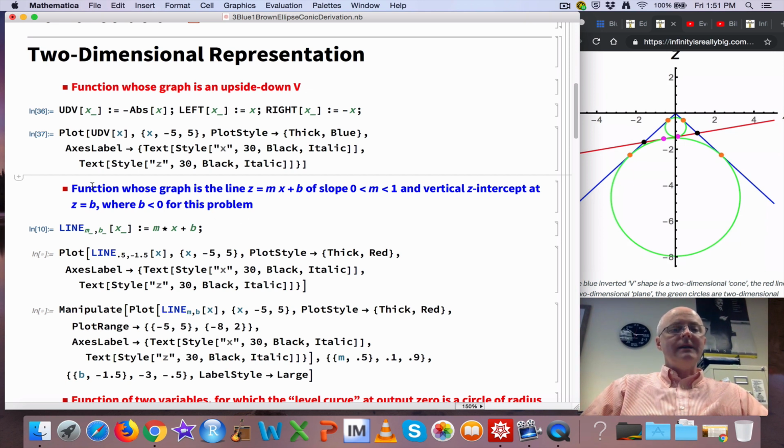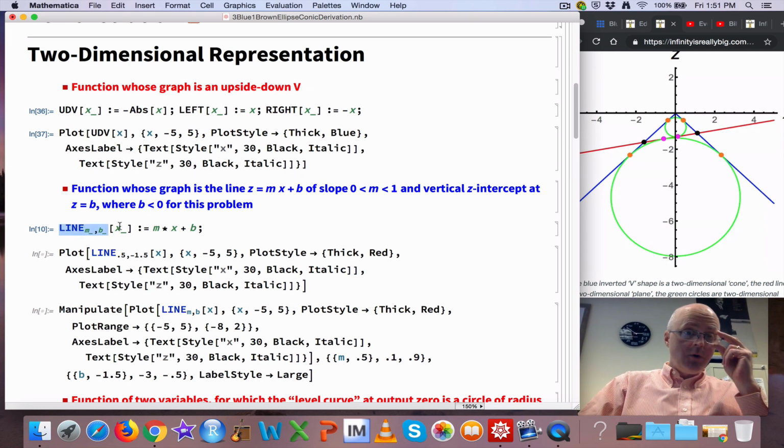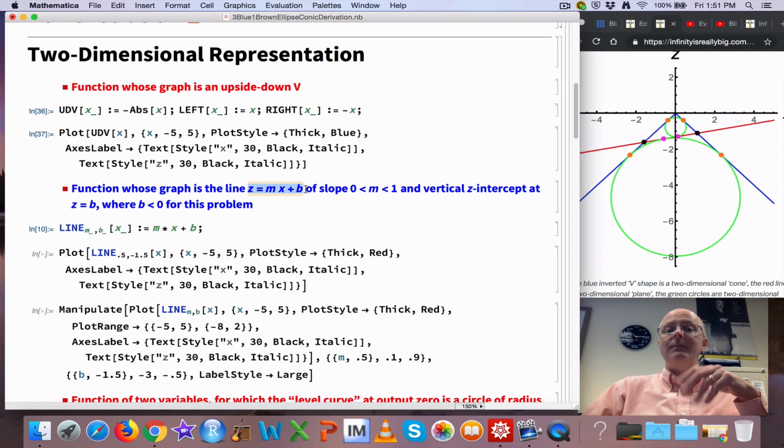What we see here next is a function whose graph is a line, the red line over in this graph, z equals mx plus b. I'm using z instead of y for a reason. Y is going to be going in and out of the screen for the three-dimensional picture. I do want to keep in mind that I'm going to take the slope to be between 0 and 1. I mean, I could take a negative slope if I wanted to, but it's good enough to consider this picture with a positive slope.